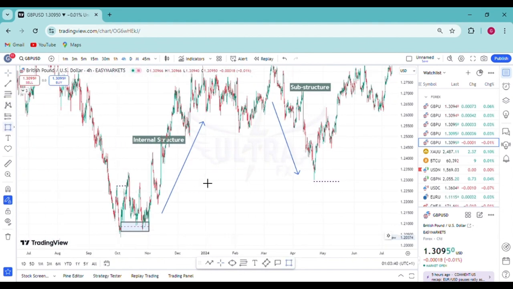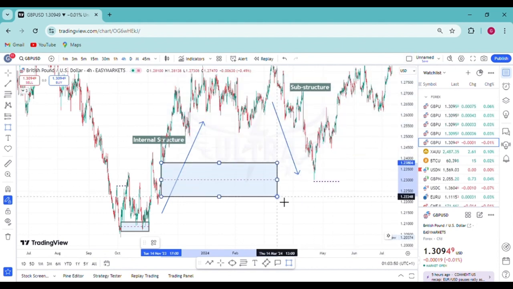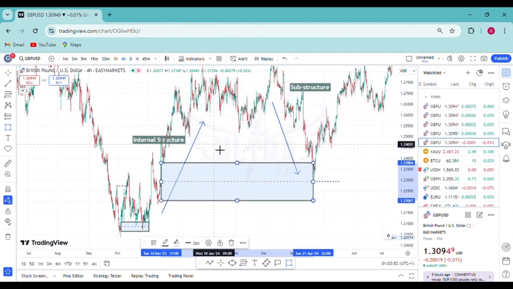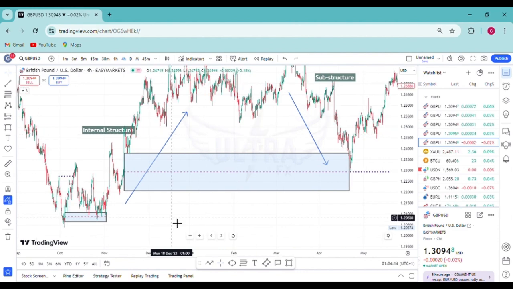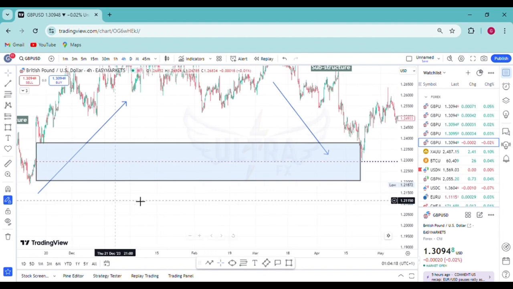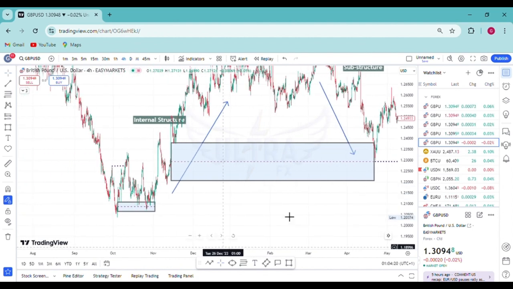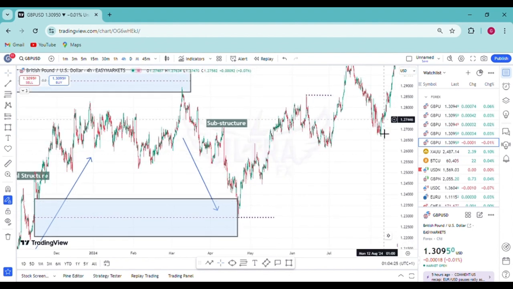This is a BC right here, a BC right here. If you don't know what BC is, you can look for the video. You can click on the link and go to where you see liquidity void title. Then we're going to talk about BC and CB there. So you see how market respected this BC and rallied to the upside again. You can see another one here.